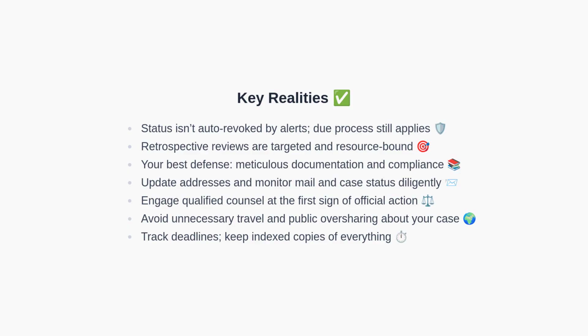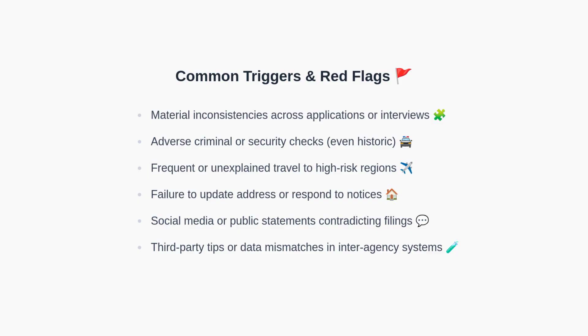Now, let's identify common triggers and red flags that can draw additional scrutiny. Potential triggers for additional scrutiny include material inconsistencies across filings or testimony, criminal or security check results, travel to high-risk regions without clear explanations, failure to update addresses or respond to notices, publicly available statements that contradict filings, and data mismatches from interagency information sharing. Awareness of these risk factors can guide your preparation.